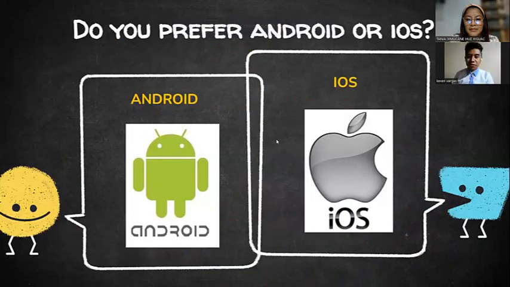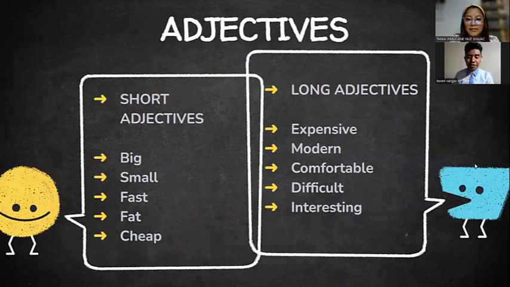And then we are going to ask them about their preferences, because as we know, younger learners nowadays are very skillful when it comes to using technology. It could be Android or iOS. Then in this case, we have the adjectives. We are going to start with an explanation of short adjectives and long adjectives.